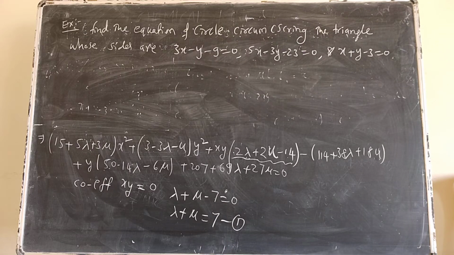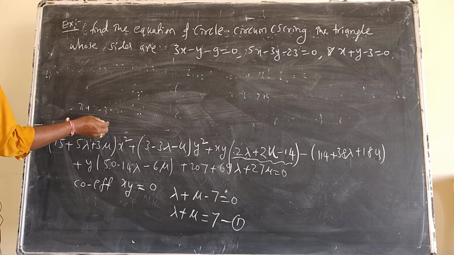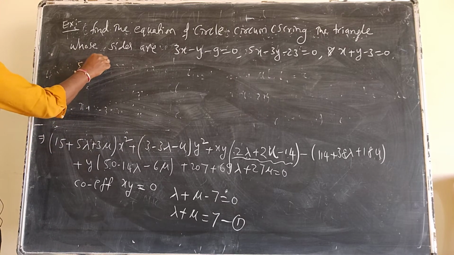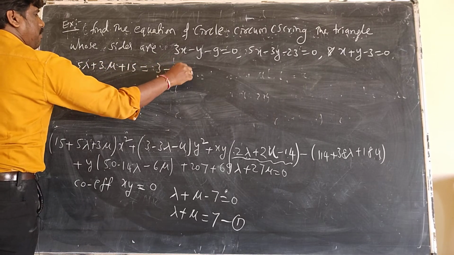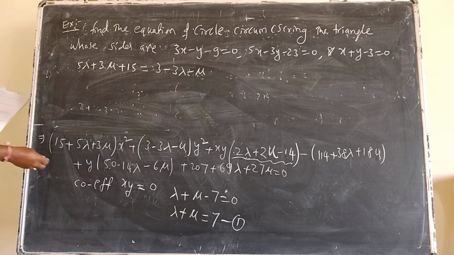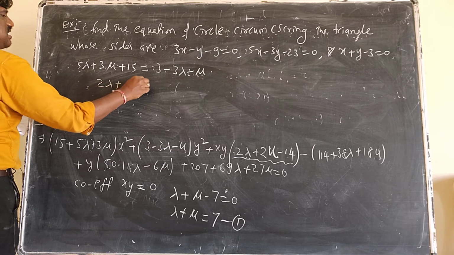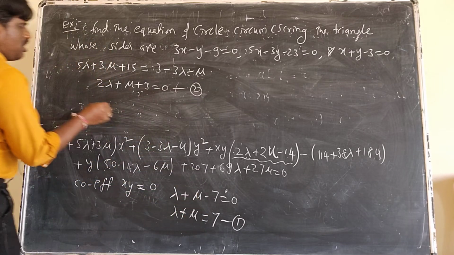Now I am going to make the coefficient of x square equal to the coefficient of y square here. You got the coefficient of x square here and the coefficient of y square here, so you can equate them. So what I get here: 5 lambda plus 3 mu plus 15 is equal to 3 minus 3 lambda minus mu. You get 2 lambda plus mu plus 3 is equal to 0 if you simplify. This is the second equation, and this is the first equation.